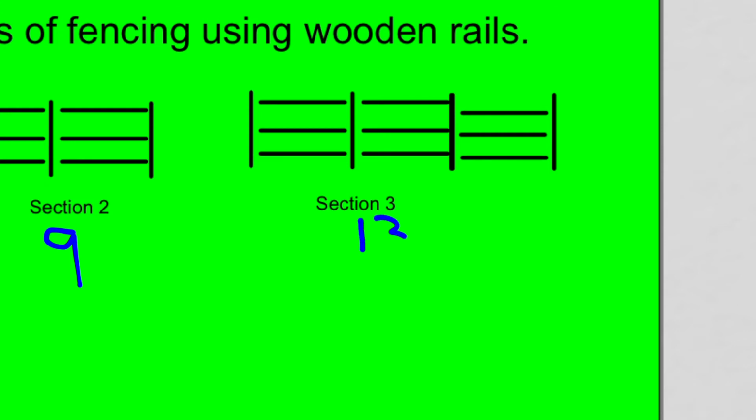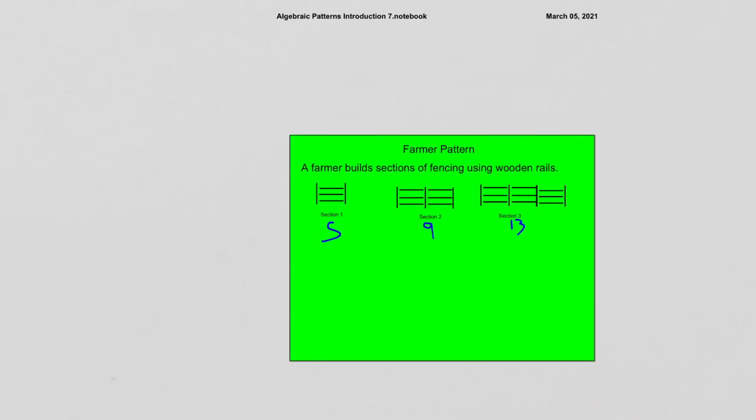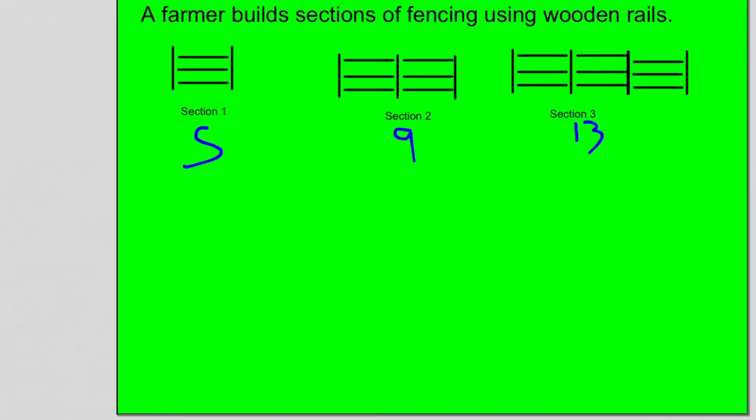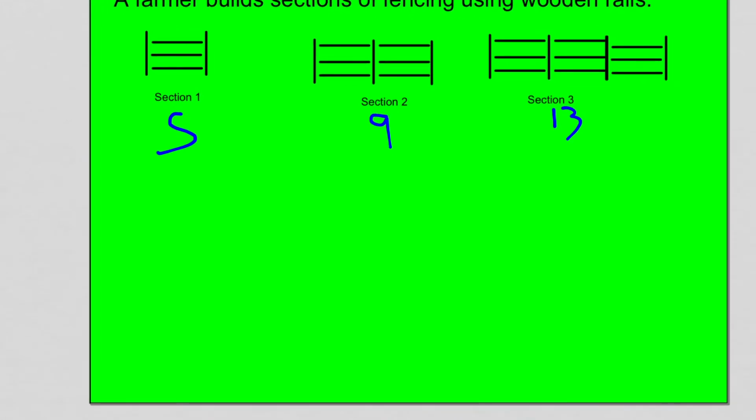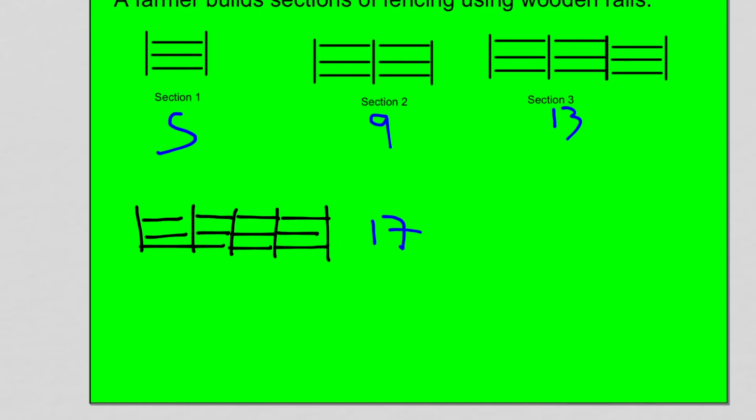And what the kids did first is they drew out the next 2 sections of fencing. In the next section, you'd have the first section that you initially built, and then the second section would have another one added on. And then the third was like that. And then to make the fourth section, you have to do another set of 4, right? So there would be 17 rails used in that section.